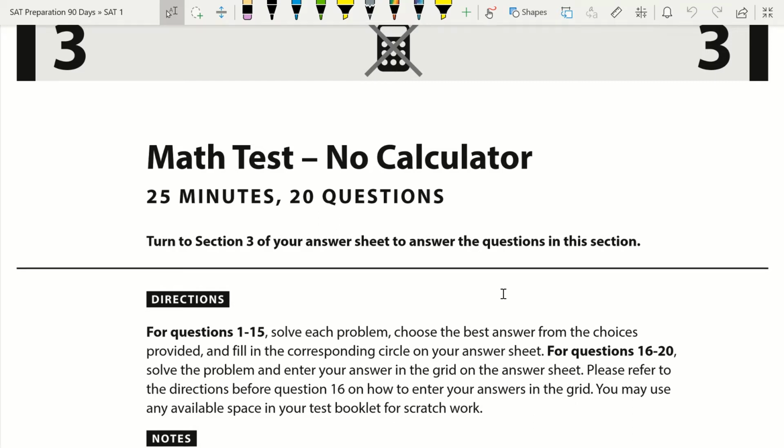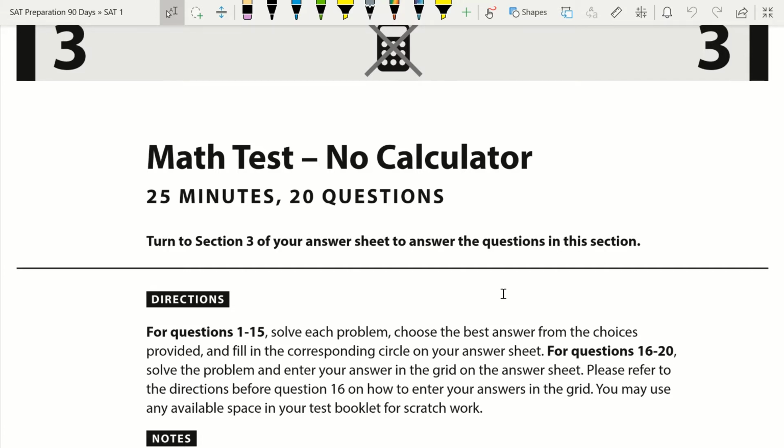Today's day 46 in our 90-day SAT Prep series. Today I'll be taking you through the Math No Calculator section for about the first 25 minutes to half an hour. Then after that, I'll be teaching you the SAT writing section. So for today's lessons with the Math No Calculator section, I'm going to be doing a walkthrough of SAT Practice Test 1, the Math Test No Calculator section, to teach you pacing.